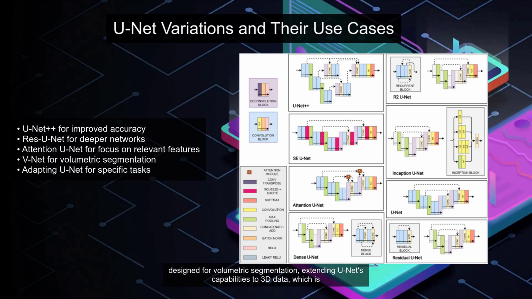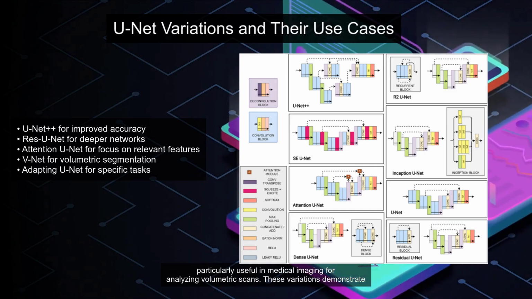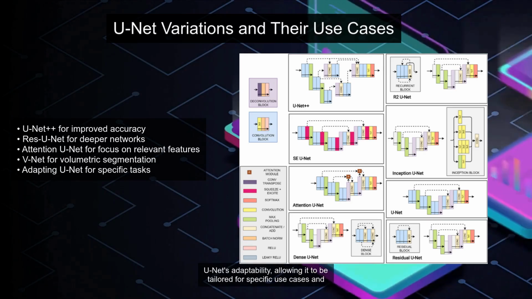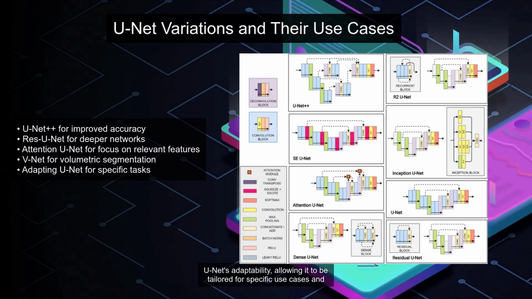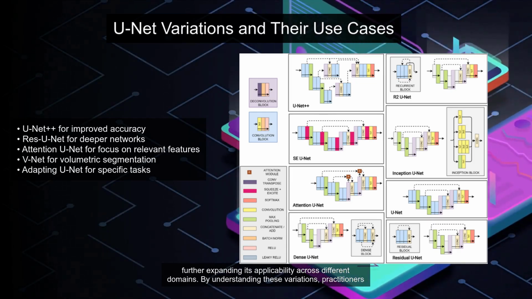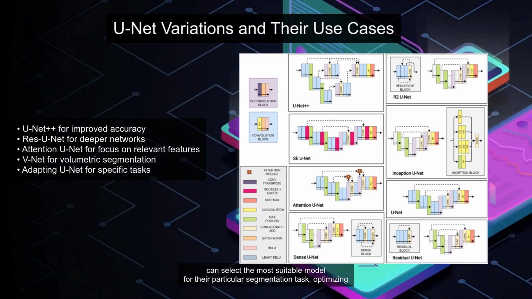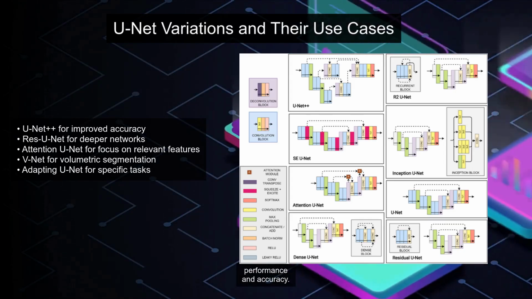VNet is designed for volumetric segmentation, extending UNet's capabilities to 3D data, which is particularly useful in medical imaging for analyzing volumetric scans. These variations demonstrate UNet's adaptability, allowing it to be tailored for specific use cases and further expanding its applicability across different domains. By understanding these variations, practitioners can select the most suitable model for their particular segmentation task, optimizing performance and accuracy.